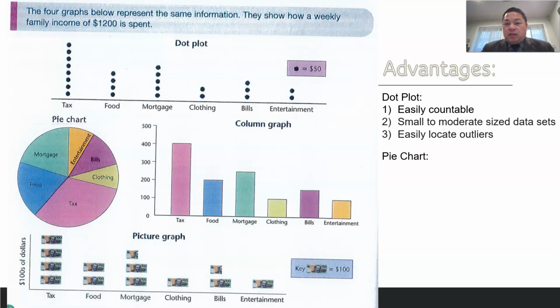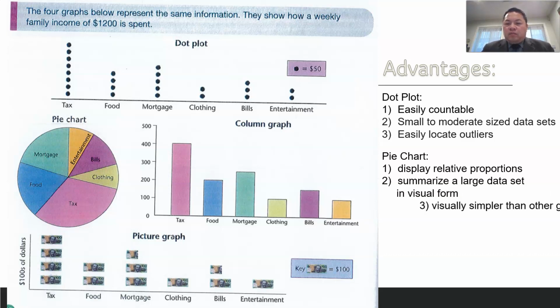Pie chart, that's something that we touched on during our last lesson. I've shown you how to go about creating a pie chart. So the good thing is it displays relative proportion, so you can see by the size of the sector which one has the largest, which one is the smallest. Okay, it summarizes a large data set, so even if you have many different pieces of information, from the overall view of the pie you'll be able to see which one has the biggest portion, which one the smallest portion, and so forth. And of course, it's visually simpler than other graphs. It's much easier to see, and it's colorful too.